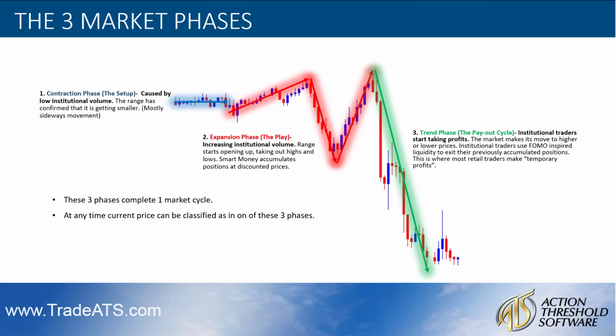At any time, current price can be classified as in one of these three phases, like we showed you with the chart before. That sideways movement, if you can find the tightest part of the range, is normally going to happen in between sessions. This could be between the close of New York and the opening of Sydney and Tokyo. You can see that's where you got low institutional volume. Typically you're going to get that average price, that contraction phase, through that time.